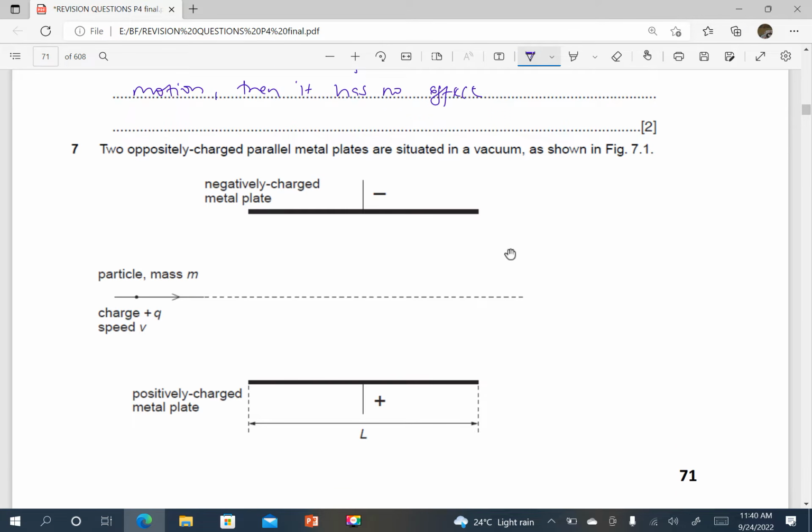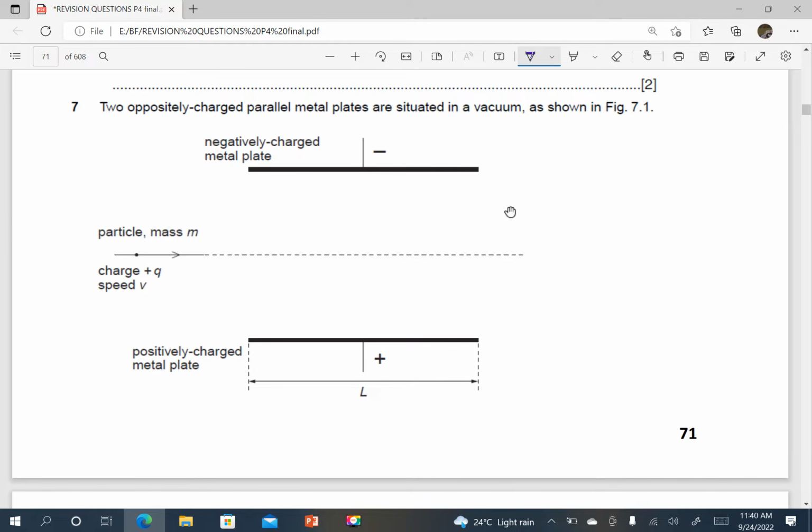Next, two oppositely charged parallel metal plates are situated in a vacuum as shown. Negatively charged plate is on the top, positively charged plate is on the bottom. Note that is a positively charged particle. Field lines are vertically upwards. Field lines are from high potential to low potential, and a positively charged particle experiences a force in the same direction as the field.